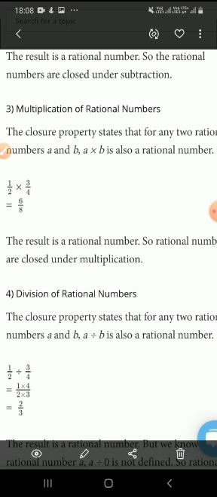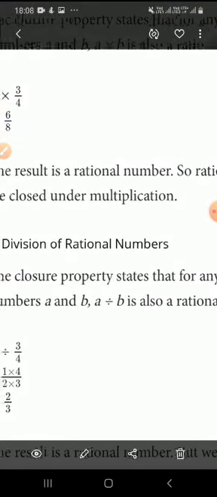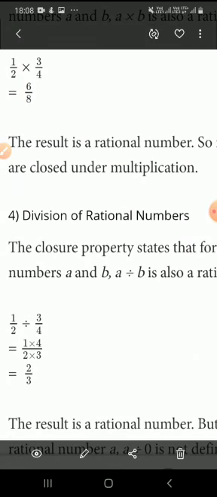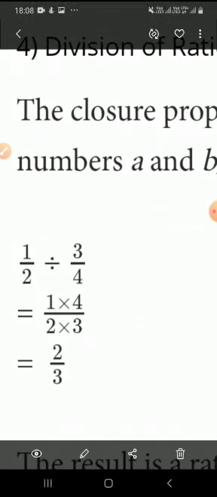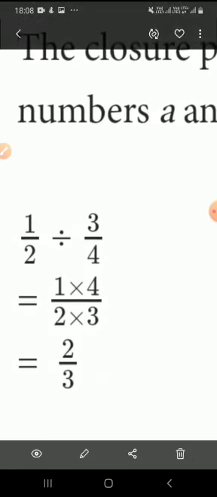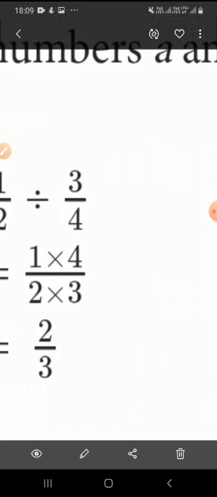Let us apply the same property, the closure property, for division of rational numbers. Same here. If a and b are two rational numbers, and we divide them, let's see whether the answer is a rational number or not. Here we have taken two rational numbers, 1 upon 2 and 3 upon 4, and we divide them: 1 upon 2 divided by 3 upon 4. Hope you remember how to divide fractions. The first fraction is 1 upon 2, division becomes multiplication, that is, in place of division, it is multiplication, and for 3 upon 4, we take its reciprocal, that is 4 upon 3. So it becomes 1 upon 2 into 4 upon 3. On solving, we get 2 upon 3, which is again a rational number.